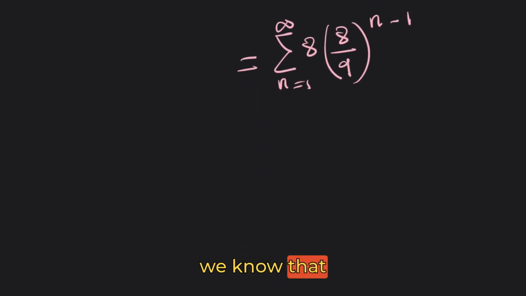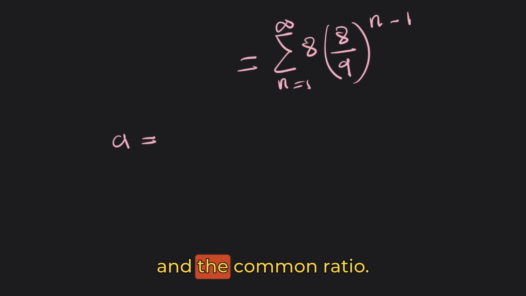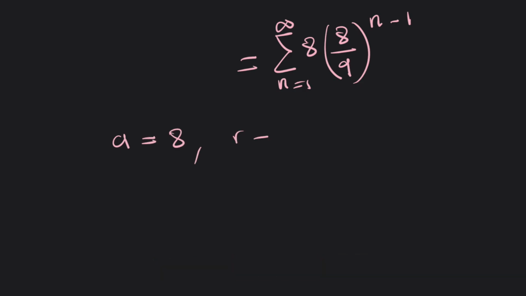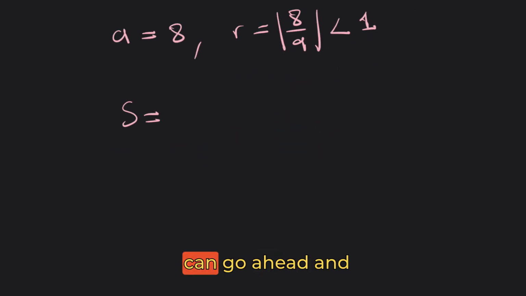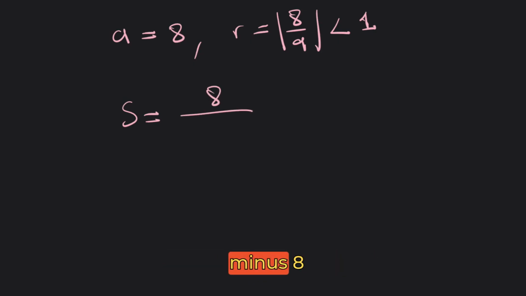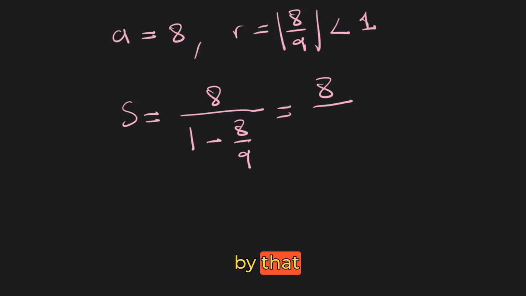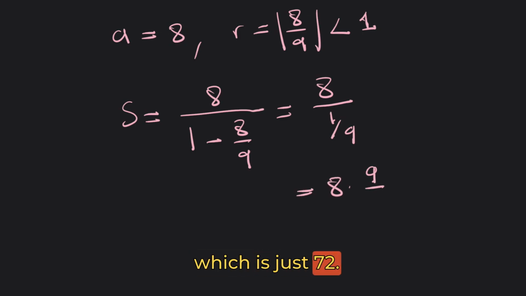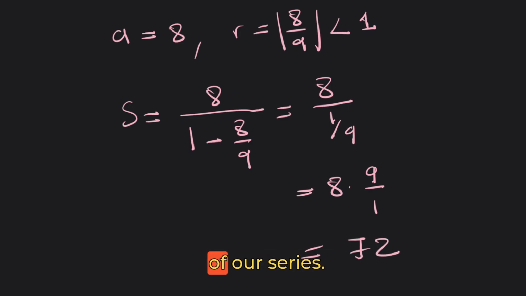So at this stage, we know that a is 8, and the common ratio is 8 divided by 9, which is absolutely less than 1. So we can go ahead and find the sum. So our a is 8, then everybody divided by 1 minus 8 over 9, and this is just 8 divided by 9 minus 8, which is just 1 over 9. And this is just 8 multiplied by 9 over 1, which is just 72. So this is the sum of our series.